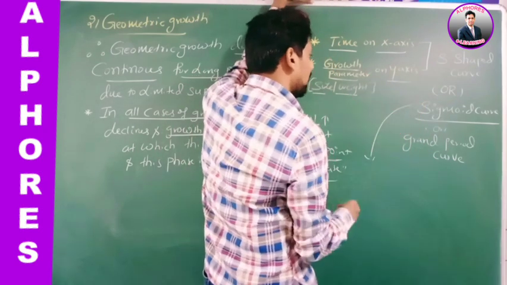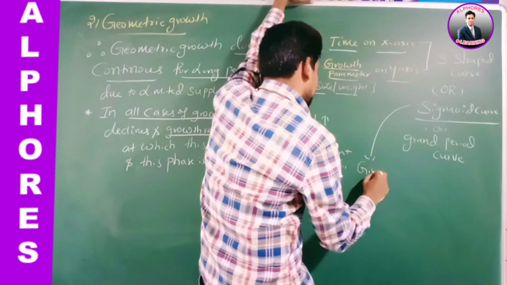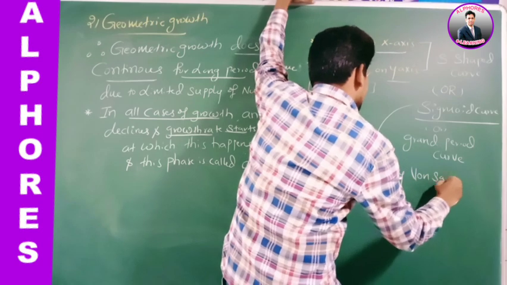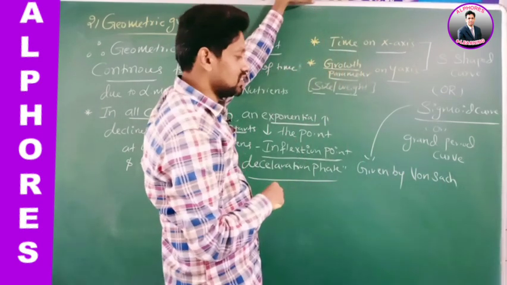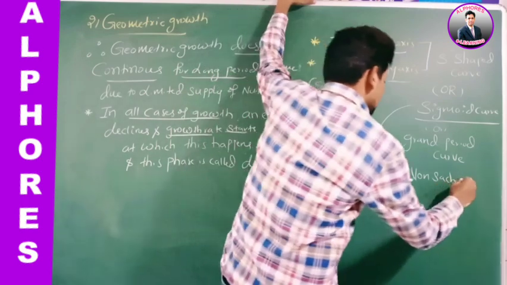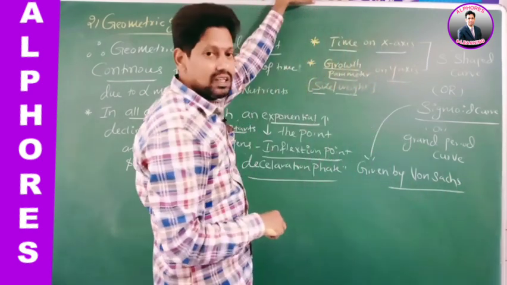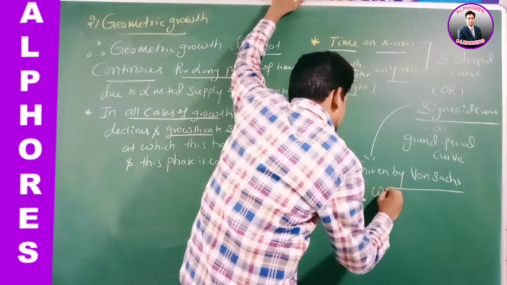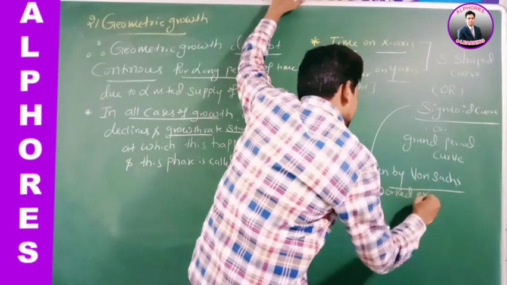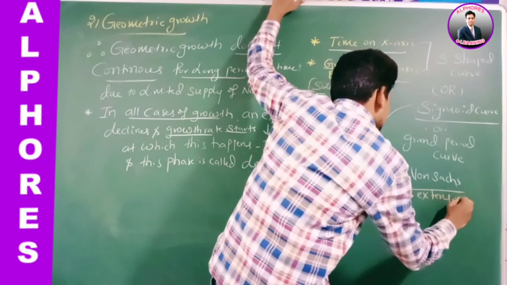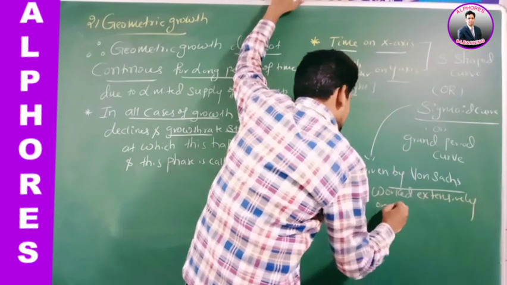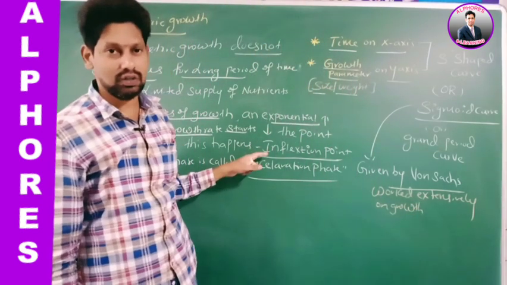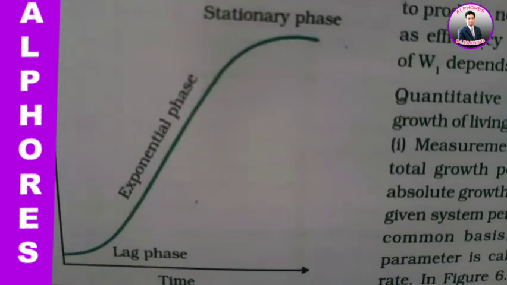This sigmoid curve is given by Von Sachs. The scientist's name I am writing: Von Sachs. He worked extensively on growth. Von Sachs worked extensively on growth. Is it okay? Now see this graph.